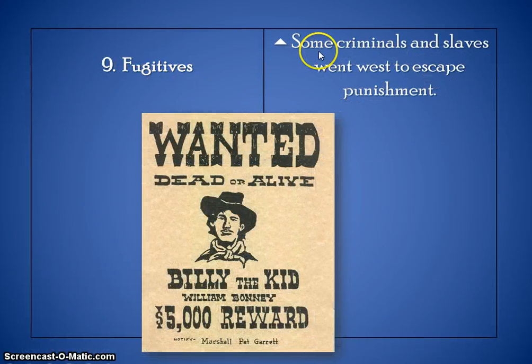Fugitives. Sometimes criminals and slaves went west to escape punishment. You might have heard of Billy the Kid. He was a famous outlaw who fled west to escape justice.